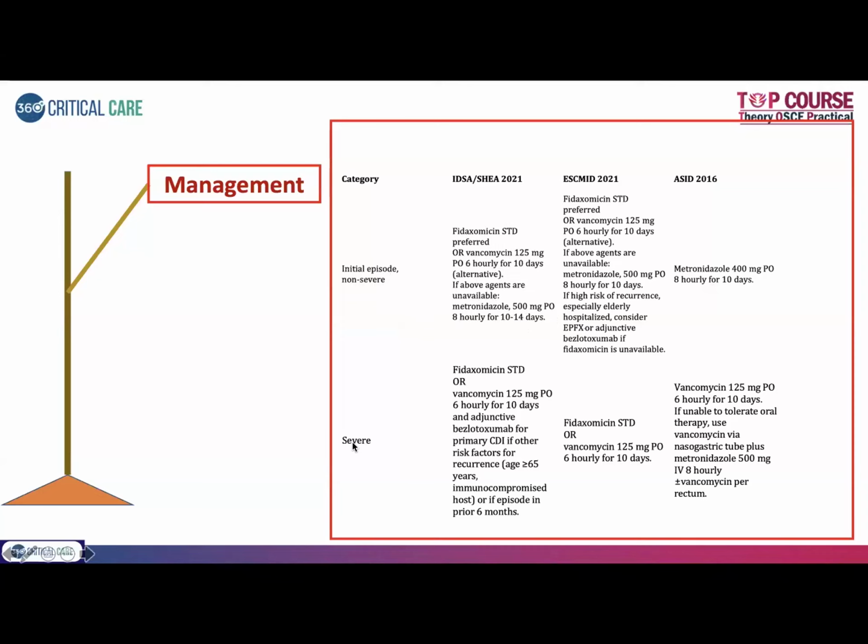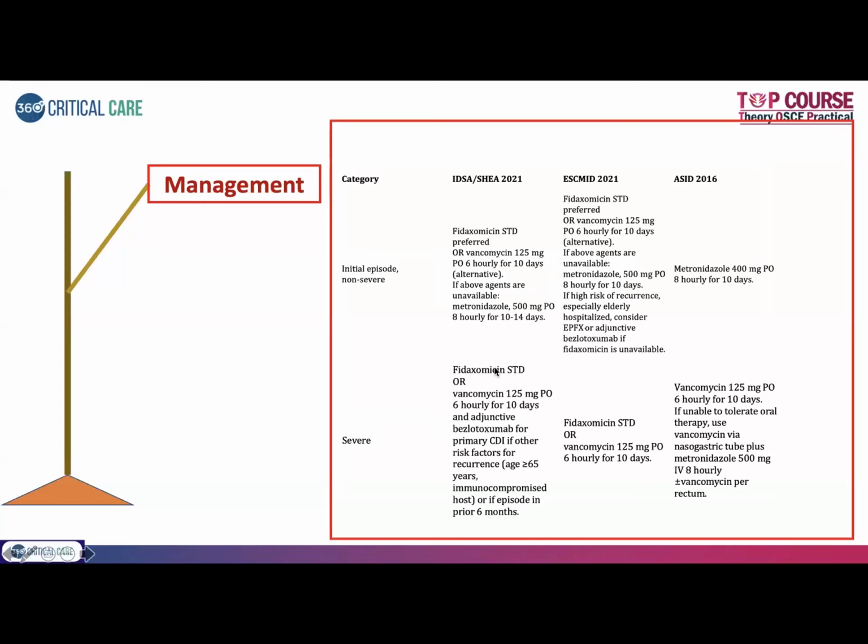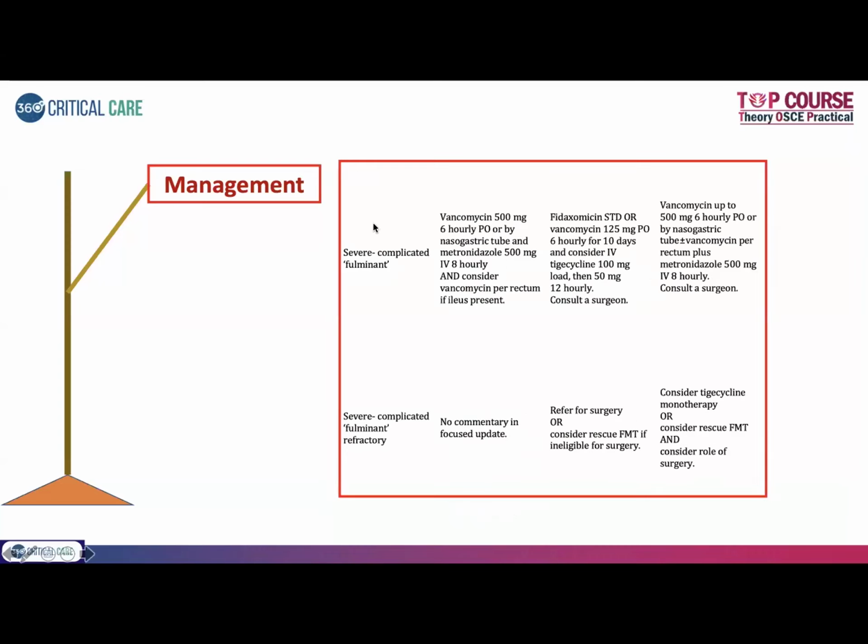In case of severe infection, adjunctive bezlotoxumab, vancomycin 6th hourly for 10 days, bezlotoxumab. This can be given, or fidaxomicin alone. If it is a primary C. diff infection and the risk of recurrence is high, if the patient is immunocompromised, age more than 65, or has a prior history, then you will have to consider this form of treatment.